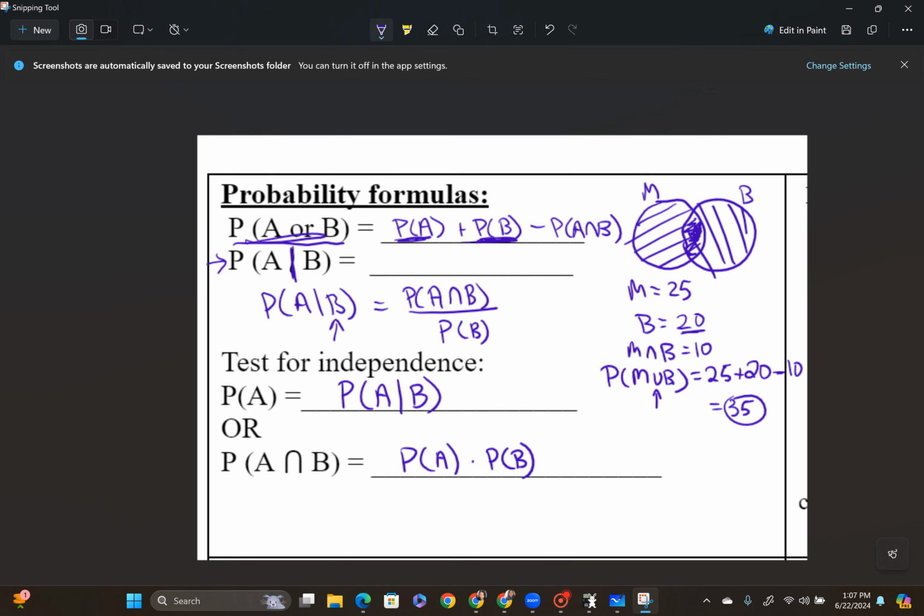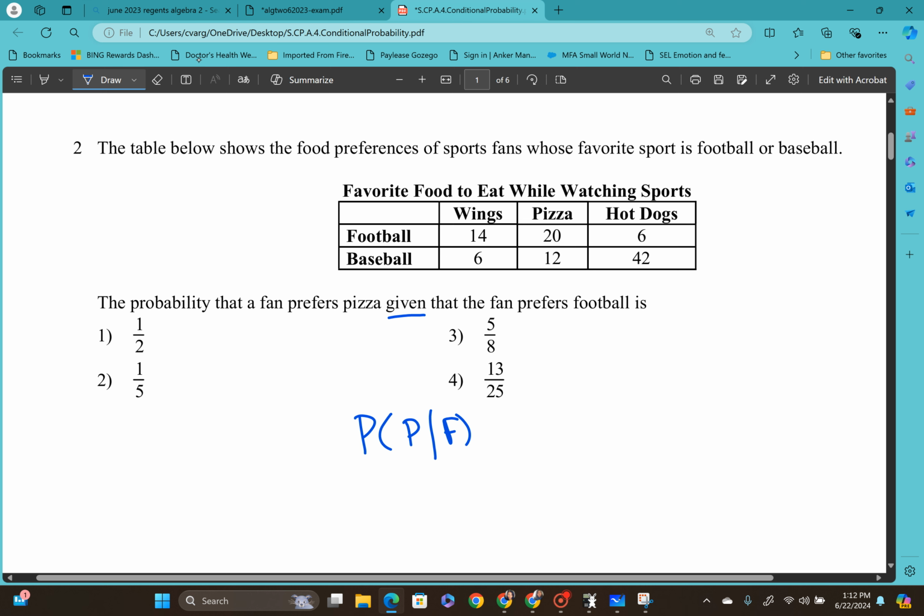All right, so I want to do a problem for given first, if that's okay. This question has the word given in it. It says the probability that a fan prefers pizza, given, that's the symbol for given, that the fan prefers football. So pizza, given, football. Let's go back and write down the formula: probability of pizza and football divided by whatever is second. So the second one is football.